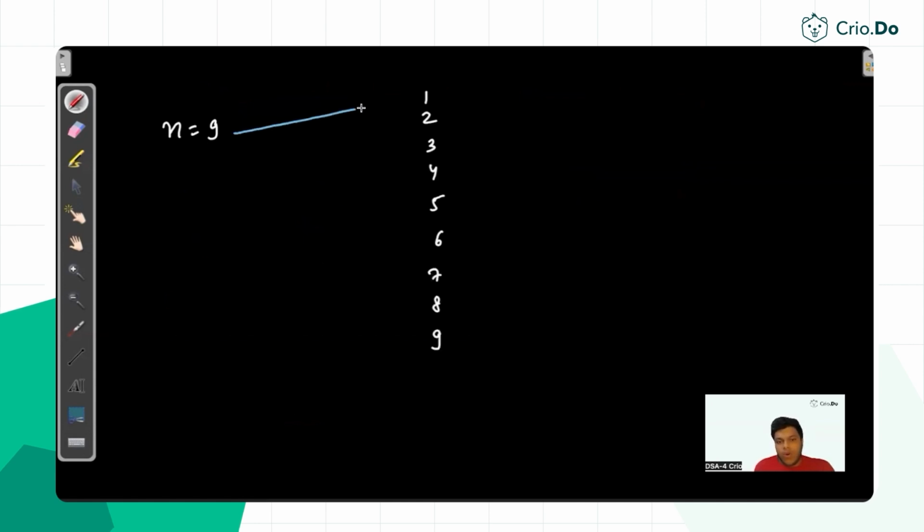So is 1 co-prime with 9? What are the factors of 1? It has only one factor, which is 1 itself. What are the factors of 9? Whatever the factors are, since 1 has only one factor, which is 1, the highest common factor will be 1. GCD of 1 and 9 will be 1 only. So the answer is, yes, 1 is a co-prime number with n.